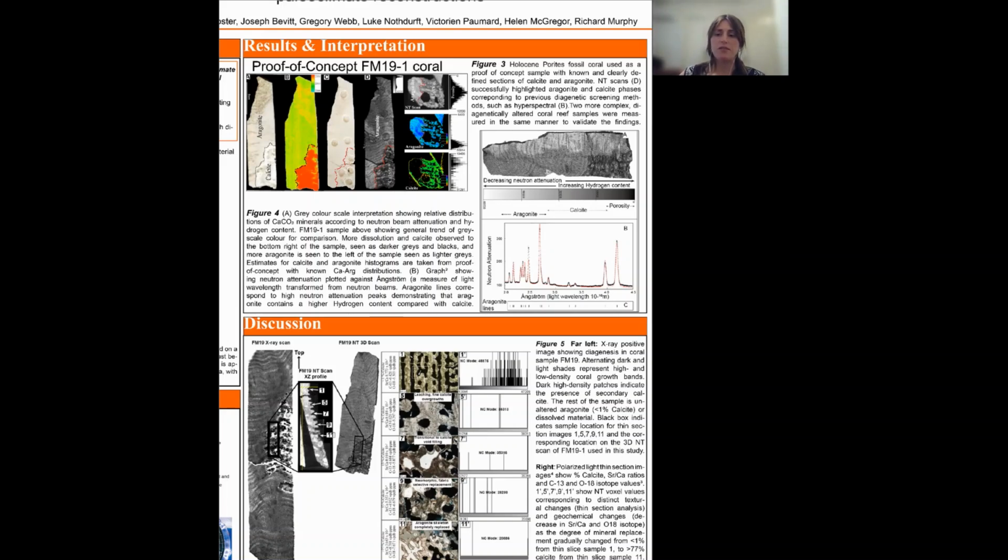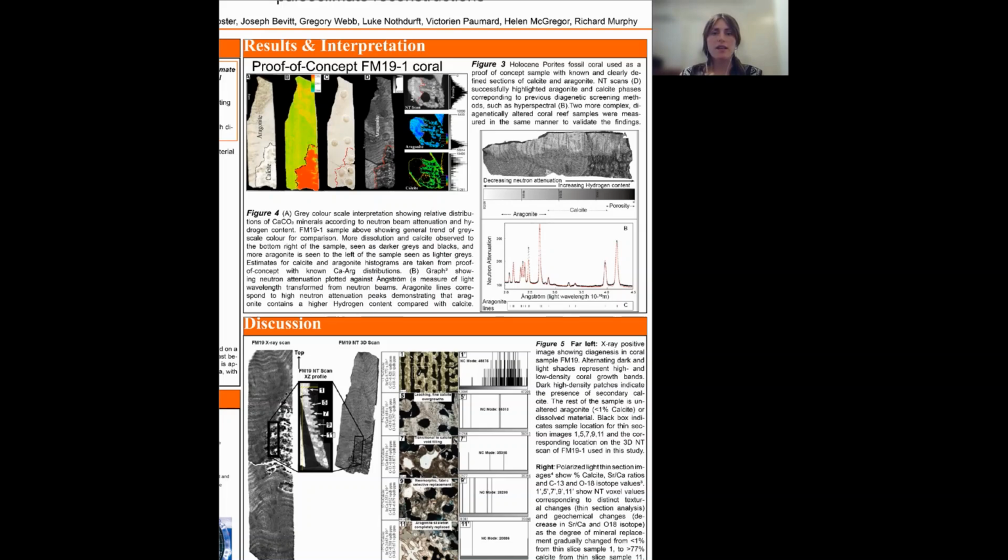Those previous methods used were X-ray CT, hyperspectral imaging, which you see in this B image, Figure 3B, X-ray powder diffraction, strontium calcium isotopes, and thin section analysis. So Figure 5 goes into the details of those other methods, which we'll talk about in a moment.